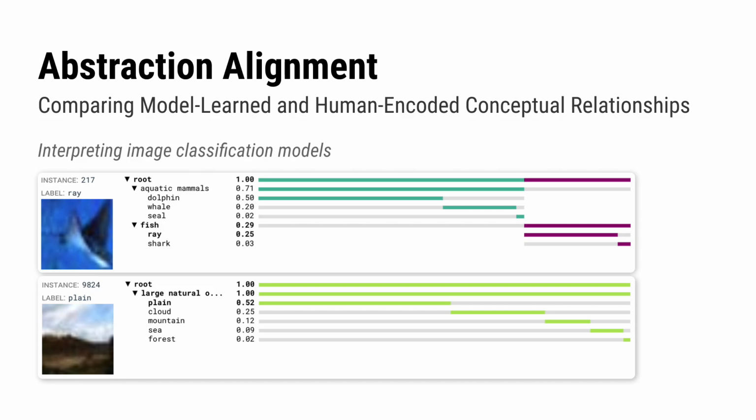Abstraction alignment is a methodology to measure the agreement between a machine learning model's behavior and known human abstractions. If the model's confusion is accounted for by the human abstractions, then it's abstraction aligned. But if the model is confused across many disjoint concepts, then it has likely learned a different abstraction and may not behave how we expect it to in practice.